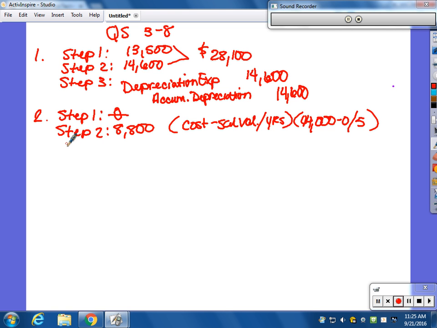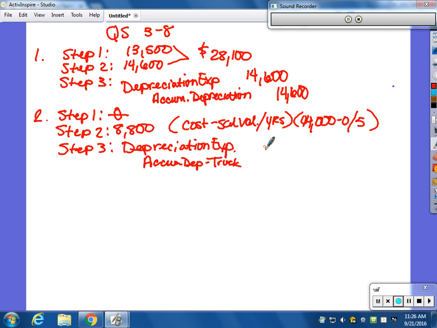So step three, what's the journal entry? Debit to what? Credit to what? It's the same stuff over and over. Oh, I can't win. Depreciation expense. Credit to? Accumulated depreciation, truck, because that's what we're talking about. $8,800.